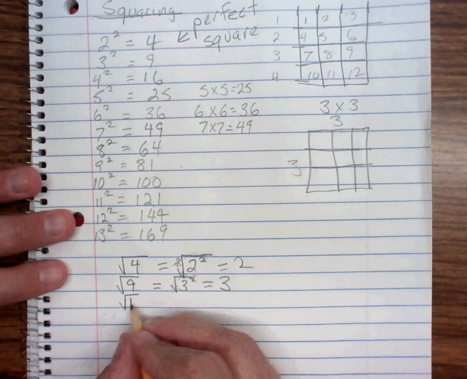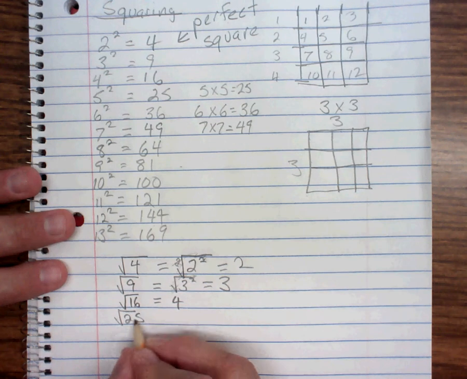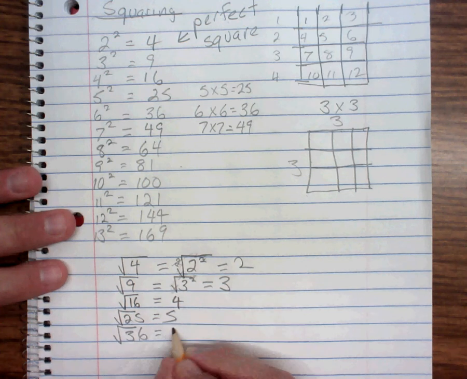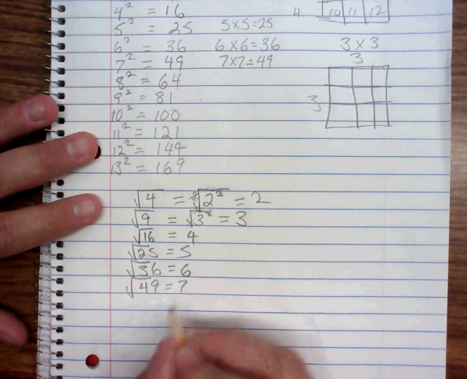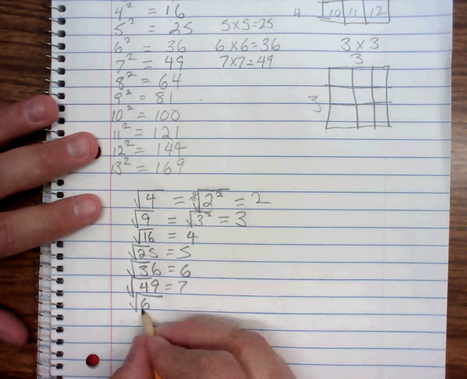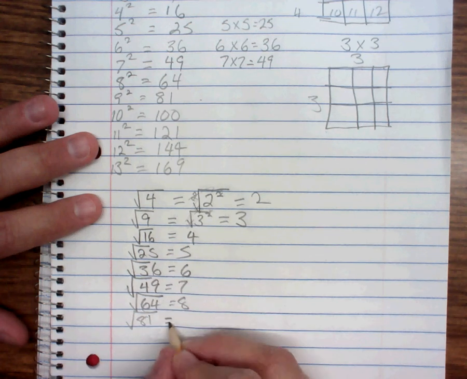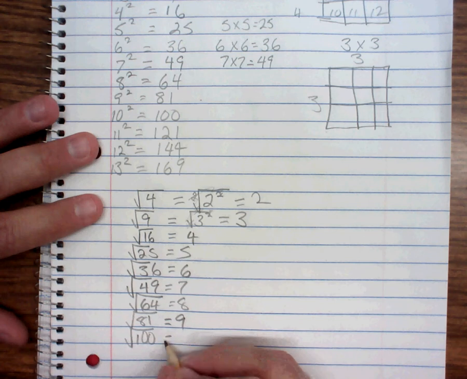The square root of 16 is 4. The square root of 25 is 5. The square root of 36 is 6. The square root of 49 is 7. The square root of 64 is 8. The square root of 81 is 9. Square root of 100 is 10.